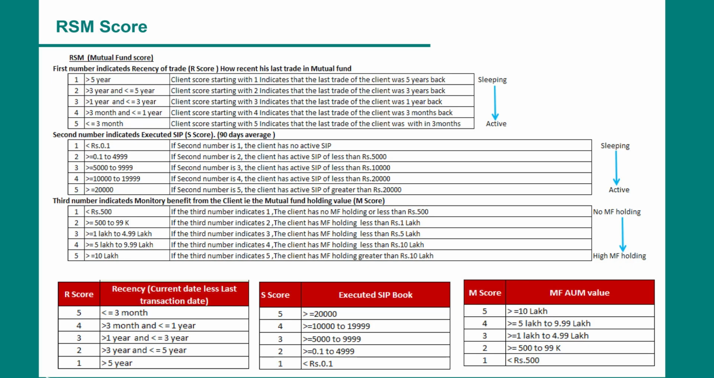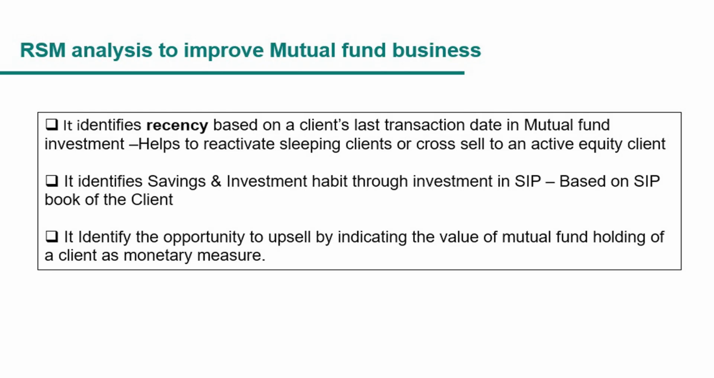We have a similar tool called RSM Dashboard, which can be used to understand a client's mutual fund business. Earlier, RFM was purely related to equity business. Now RSM is purely related to mutual fund business, such as whether the client has a SIP or mutual funds. It identifies opportunities to upsell by indicating the value of a client's mutual fund holding as the monetary measure, like in RFM. We have a glossary RSM to understand the score in detail.